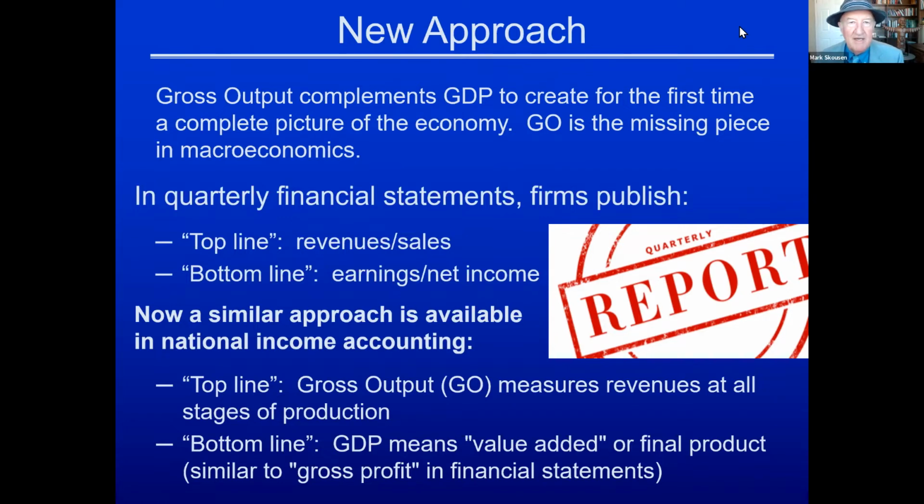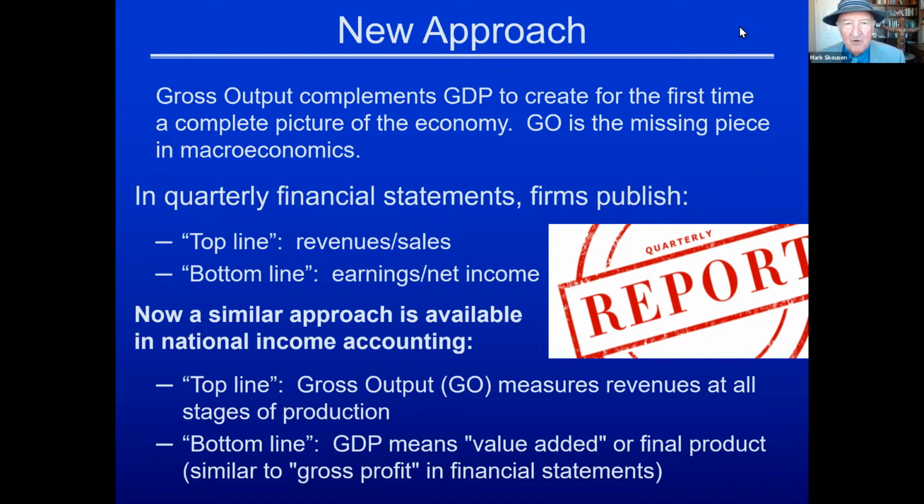So the top line measures spending at all stages of production. And so that's the top line in national income accounting. And then the bottom line is GDP, which measures value added, or the final product, similar to what we might call gross profit in financial statements. So it's a little bit different than the net income statement. It's more like gross income. But what you have here is basically the economics profession catching up with accounting and finance. And I know economists always consider themselves superior to accounting and finance, but I think in this case, accounting and finance can tell us something that we economists had not really thought of before.